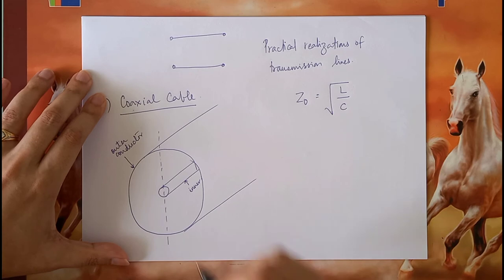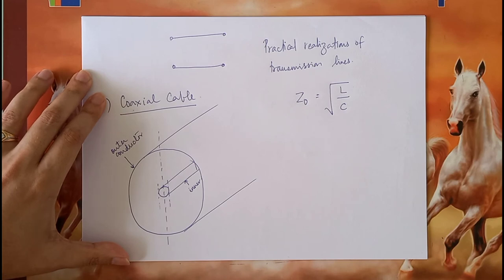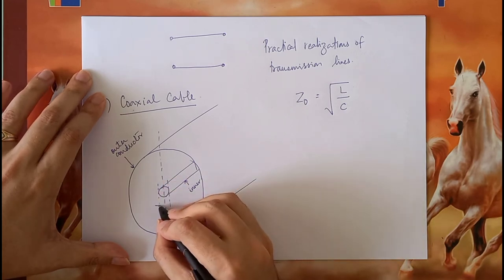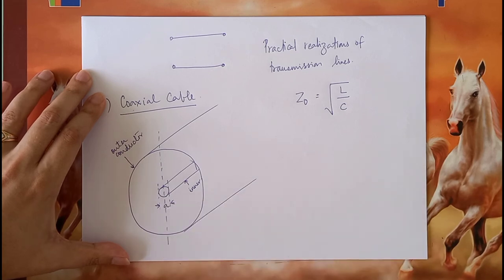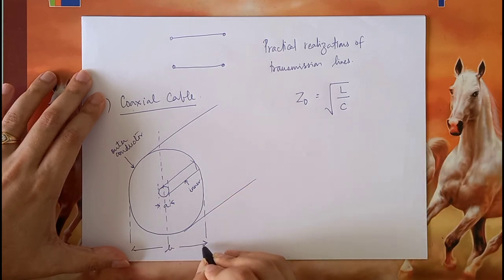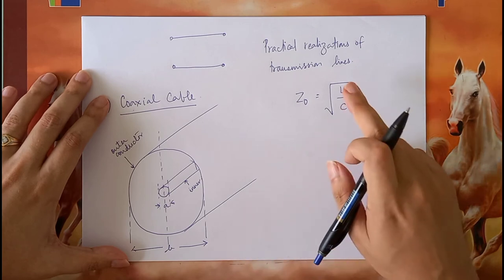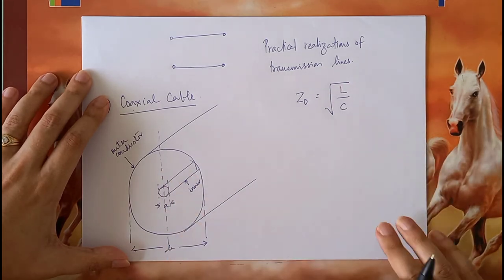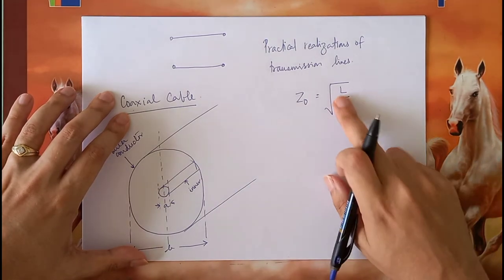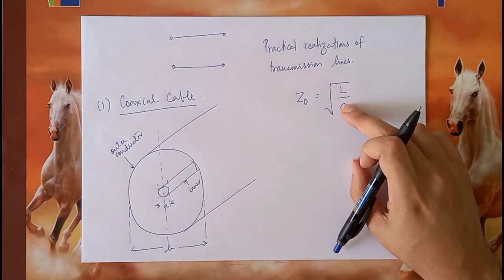Essentially, that depends a lot on the dimensions of the conductors. So, let us say the inner conductor has a diameter A and the outer conductor has a diameter B. Something tells us that the length of the line does not govern the characteristic impedance, and that is true also. As per the definition of characteristic impedance, it is a function of frequency as well as the per unit length quantities. But for a lossless transmission line, it is a function of the per unit length inductance and capacitance only.